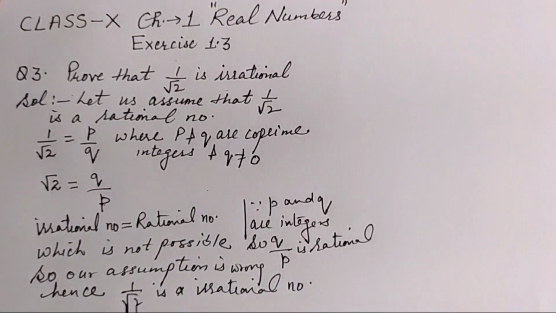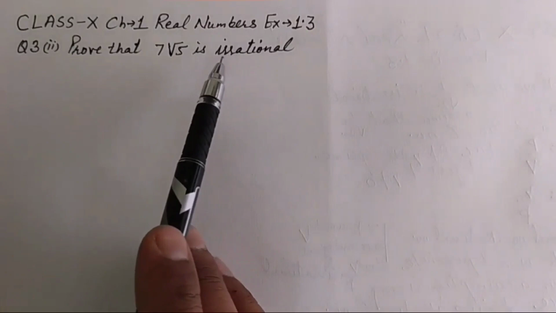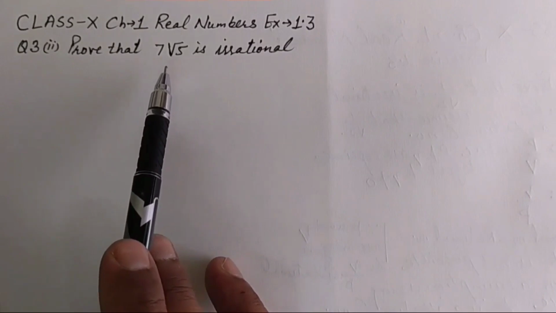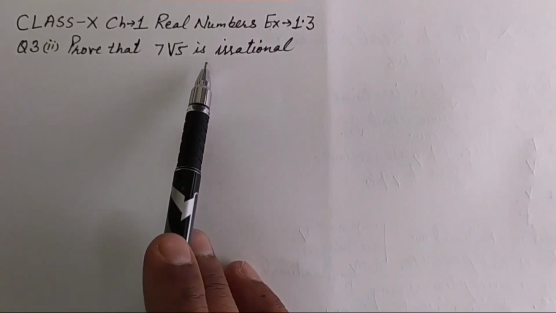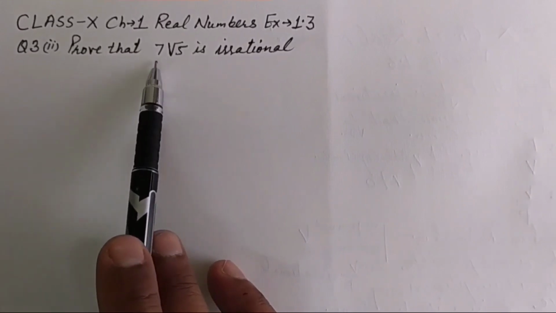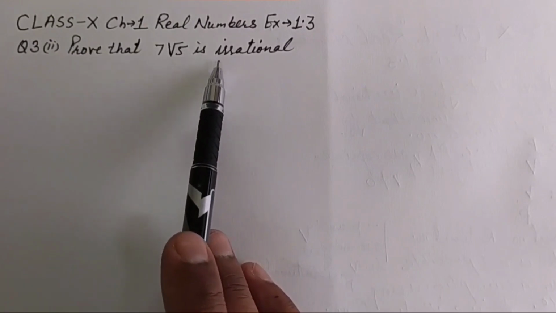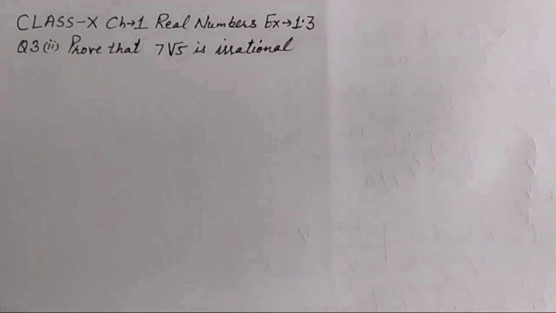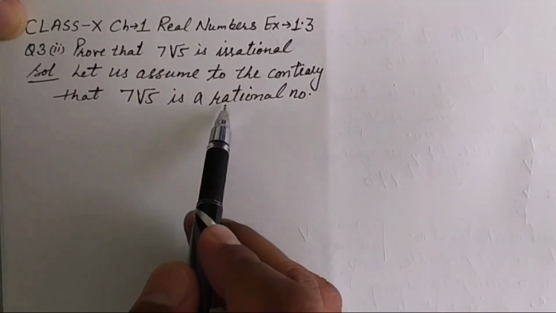Thanks for watching. The question is, prove that 7 root 5 is irrational. So for proving this question as irrational, we'll assume to the contrary that 7 root 5 is a rational number. Contrary means whatever is the situation given, we will assume opposite of that. In the question we have to prove that 7 root 5 is an irrational number, so we will assume this as a rational number first. This is called contrary. So let us assume to the contrary that 7 root 5 is a rational number.